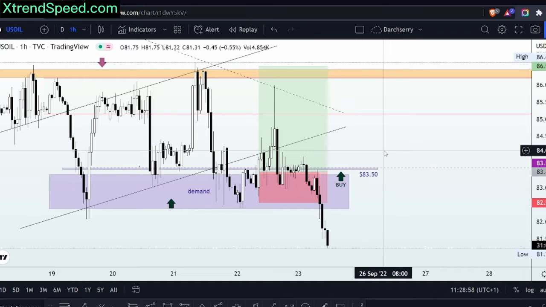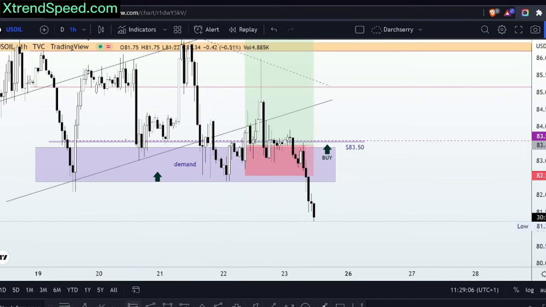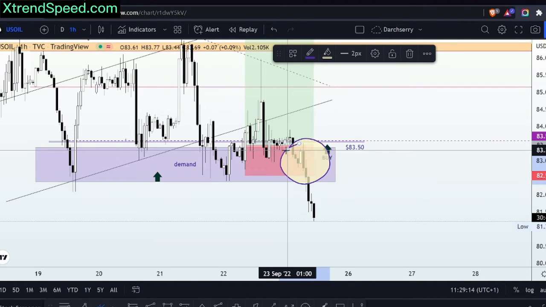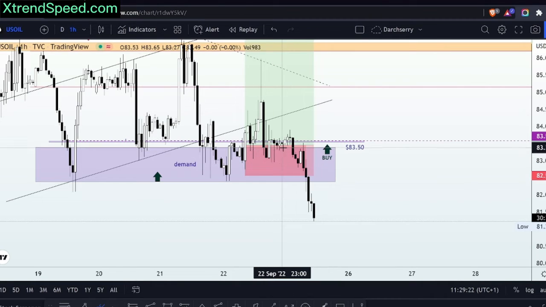And price has come back to even break down the demand zone. So we had a demand zone that has been holding our structure since the beginning of the week at around the $83 area, and what happened during the early hours of today was a significant breakdown of that demand zone. So now that we have a breakdown of that demand zone, definitely we don't want to be looking for buy opportunity at this point. So what we're going to be doing right now is to have a clean chart.